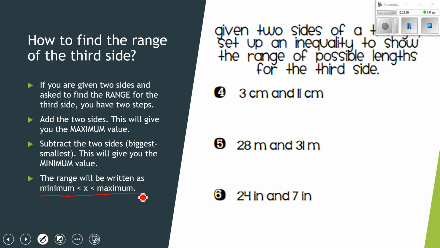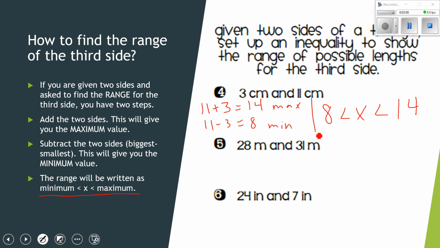Given 2 sides of a triangle, set up an inequality to show the range of the possible lengths for the third side. Well, we said our first step was to add the 2 sides. So 11 plus 3 equals 14. All right, cool. Our second step was to subtract the 2 sides. Biggest minus smallest, 11 minus 3 equals 8. So this was my maximum, and this was my minimum. Now the inequality is written as minimum, so 8, less than x, less than my maximum, which is 14. And now I have properly written a range for an inequality to show the lengths of the third side.